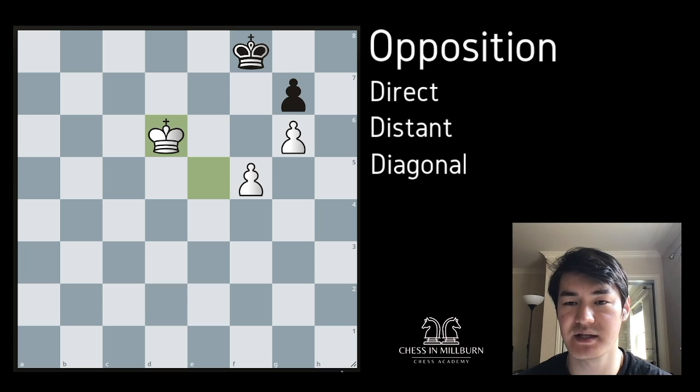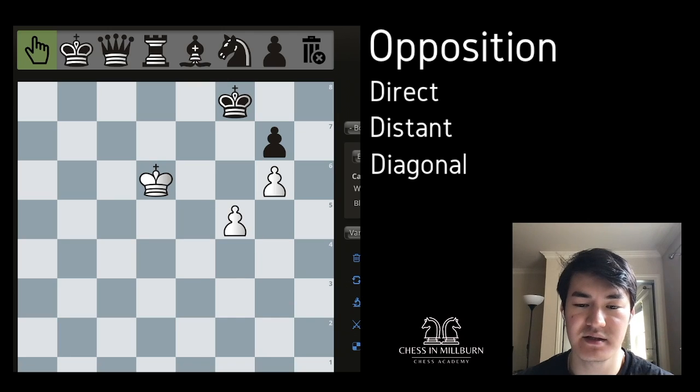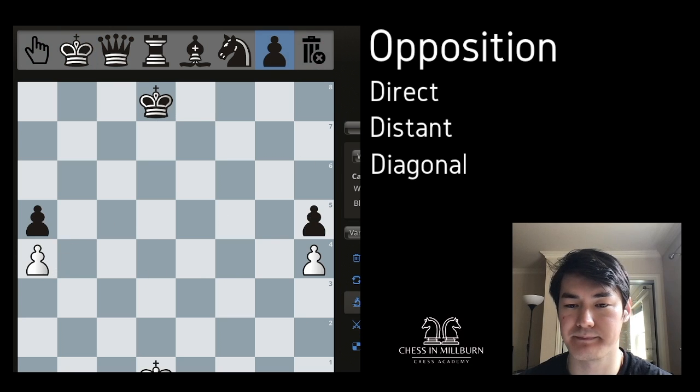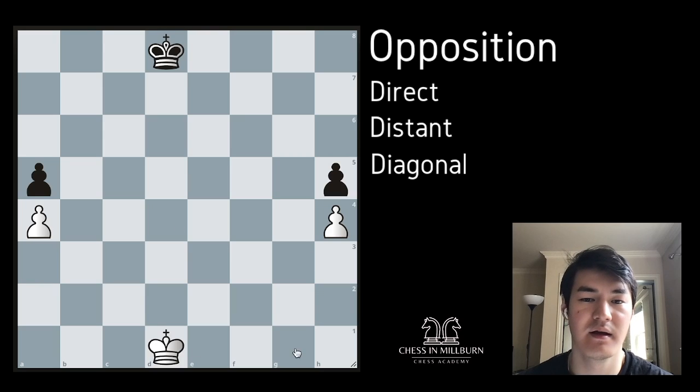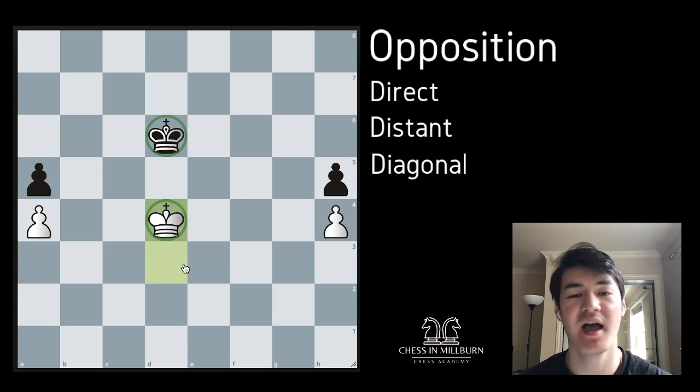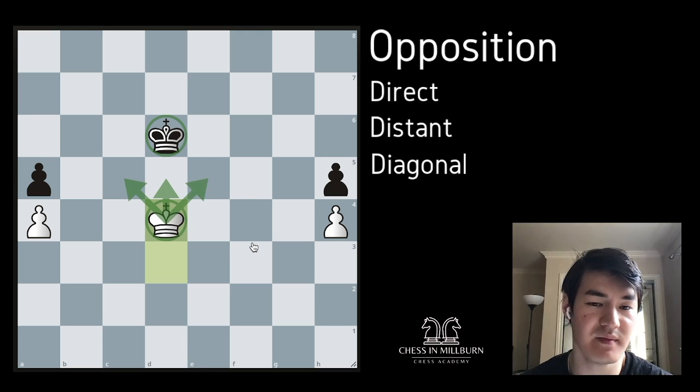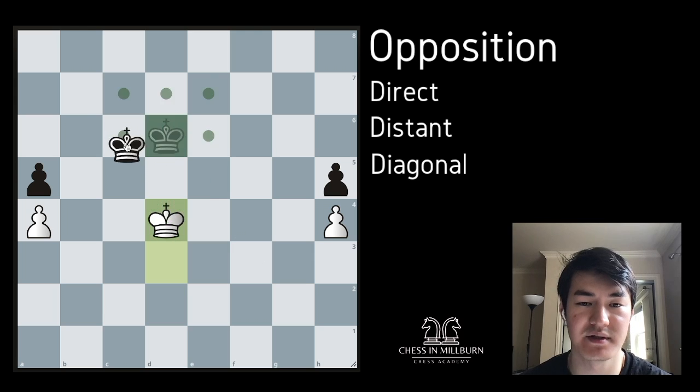Now let's talk about distant opposition. Distant opposition, as the name implies, the kings are going to be at a distance. For example, everybody, if we bring our kings closer to each other, now white is going to be taking the opposition as we get into the opposition right now. We prevent the opponent's king from advancing to these squares, so that's going to be important.